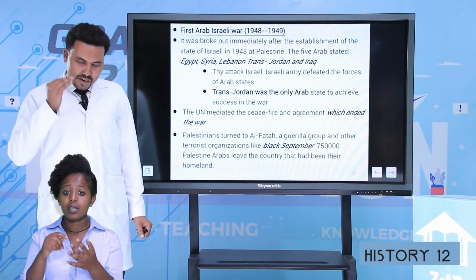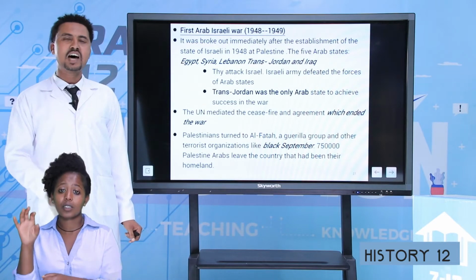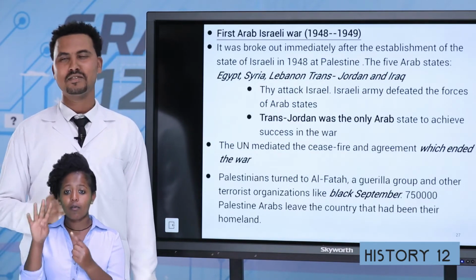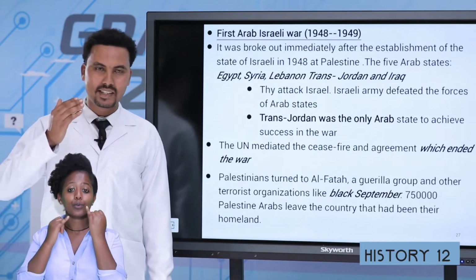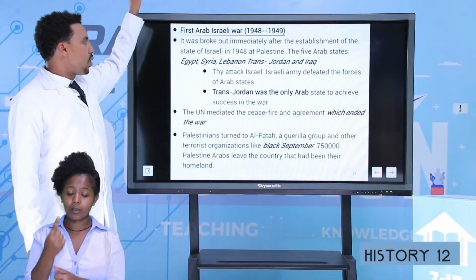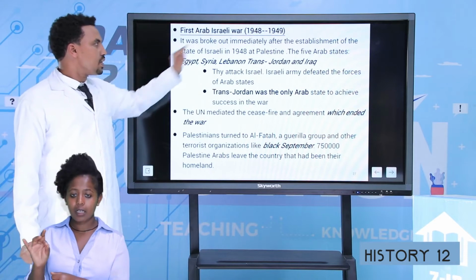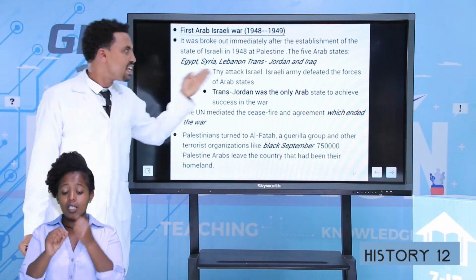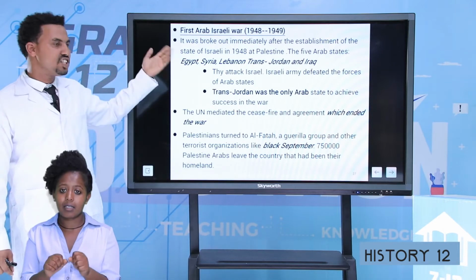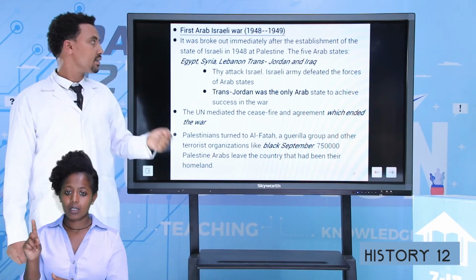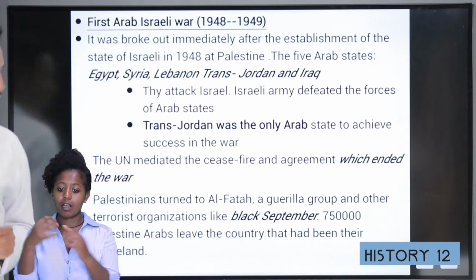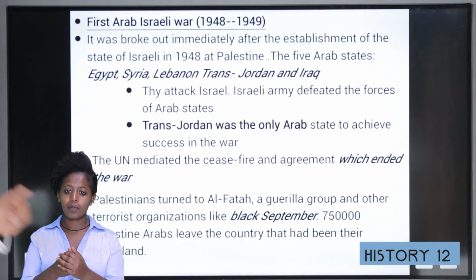Since its establishment, from 1948 up to 1973, there were four struggles between Jews and Arabs. Let us see each struggle one by one. The first one, in 1948, war broke out immediately after the establishment of Israel in Palestine. The five Arab states, Egypt, Syria, Lebanon, Transjordan, and Iraq, declared war on Israel.